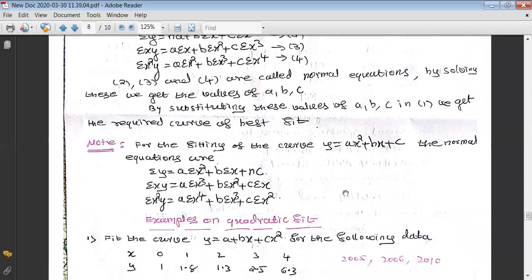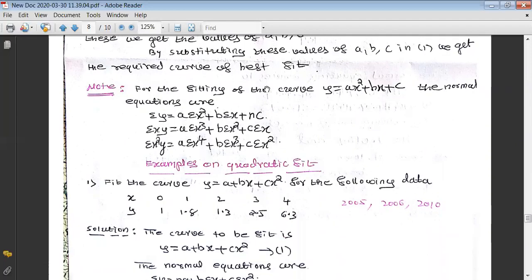That's why, whatever may be the curve to be fit, it's essential to write the normal equations. Once we write the normal equations, we will realize what calculation is to be carried out for the given data. Then we have to use those data in the normal equations to find the unknowns in the equation of the curve to be fit. That's very, very important.